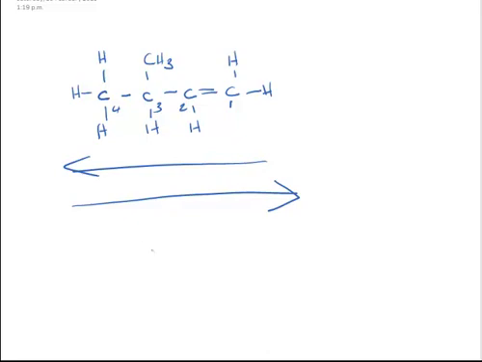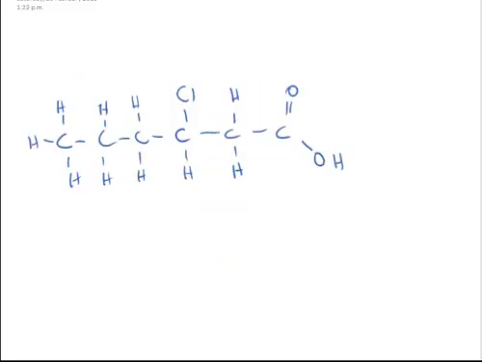There's 4 carbons in there, so it's going to be but-1-ene, and we have a methyl group here. It's on the number 3, so that becomes 3-methylbut-1-ene. That's that one.